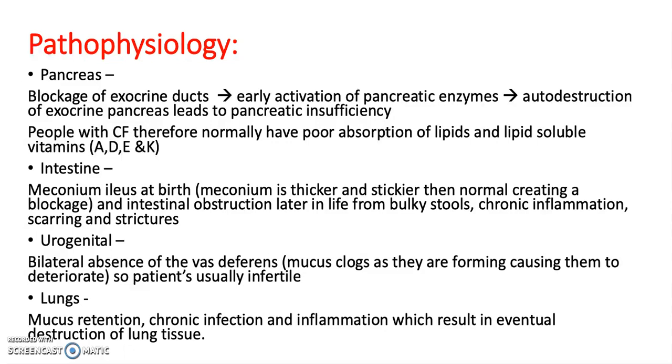In the urogenital system, bilateral absence of the vas deferens is normally noted, with mucus clogs as they are forming, causing them to deteriorate, so the patients are usually infertile. In the lungs, there is mucus retention, chronic infection, and inflammation, which result in eventual destruction of lung tissue.